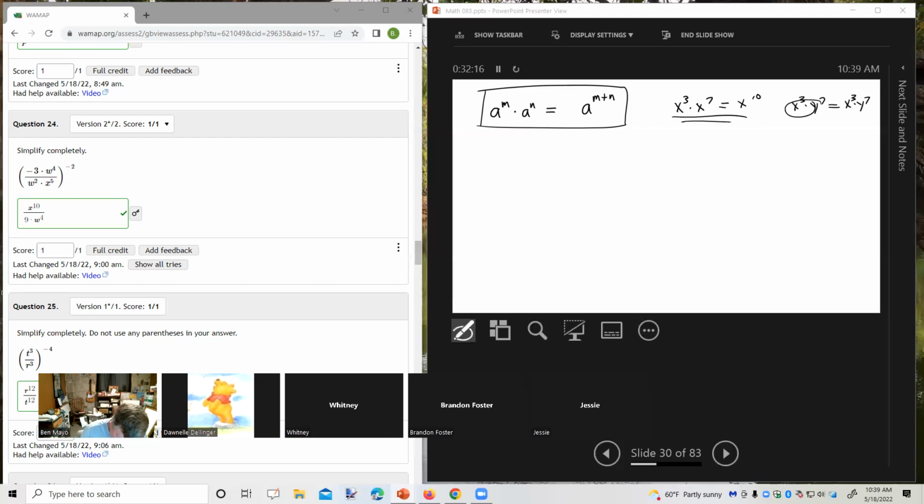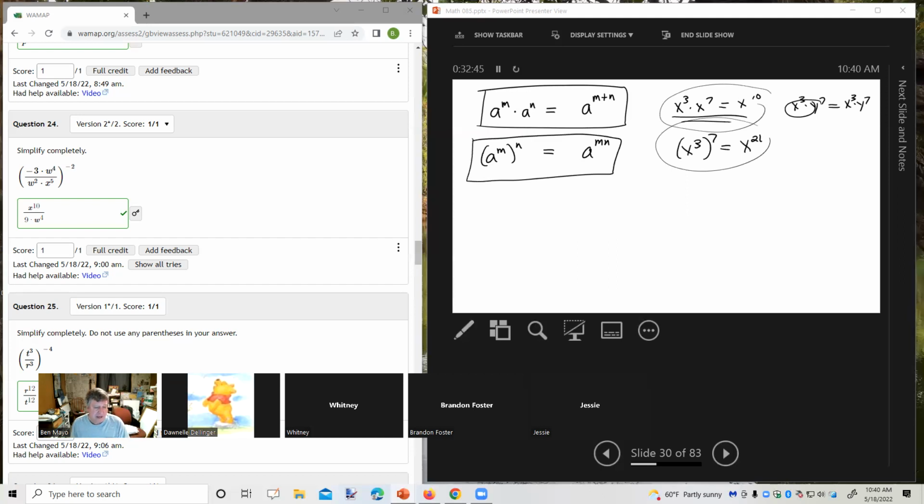All right, let's see. A power raised to a power, you multiply the exponents. So let's say I've got x cubed to the 7th power. That would be x to the 21st power. So notice the difference between these two, okay? Do you need more examples of that, or are you okay with it? Okay with that.